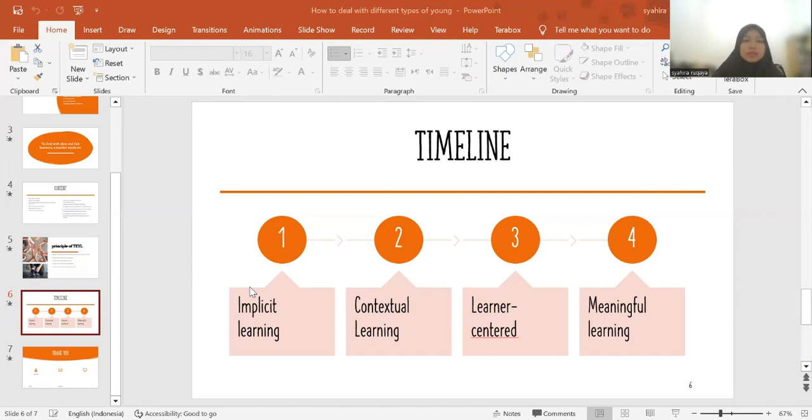Next is meaningful learning. It refers to the concept that the learned knowledge is fully understood by individuals and that the individual knows how to relate it to other past strategies. Examples of meaningful learning strategies include active learning, project-based learning, experiential learning, and peer collaboration.